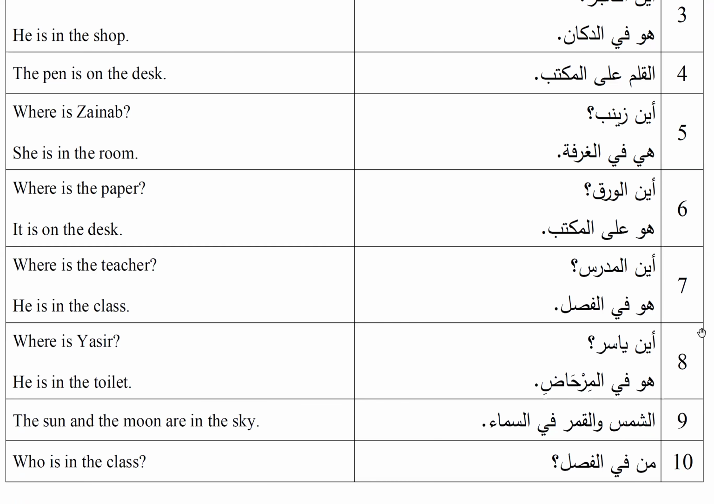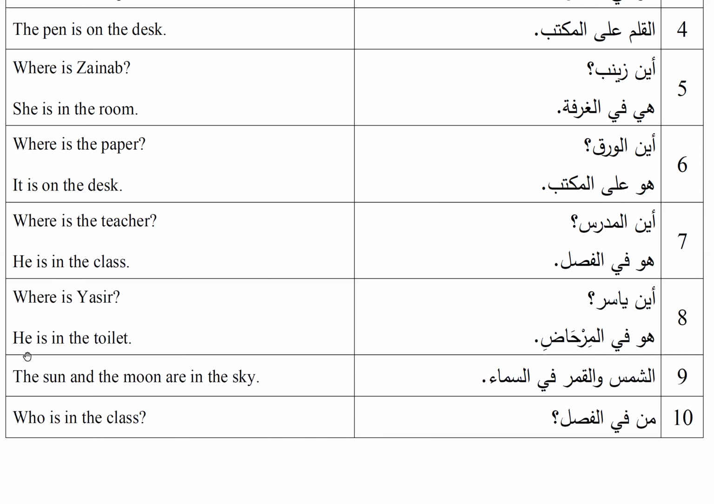Where is the teacher? أين المدرس؟ He is in the class. هو في الفصل. Where is ياسر؟ أين ياسر؟ He is in the toilet. A toilet, we're going to use a new word المرحاض. So هو في المرحاض. مرحاض. So we have حمام and مرحاض. حمام originally means the place where you take a bath. And mirhad would be specifically toilet.